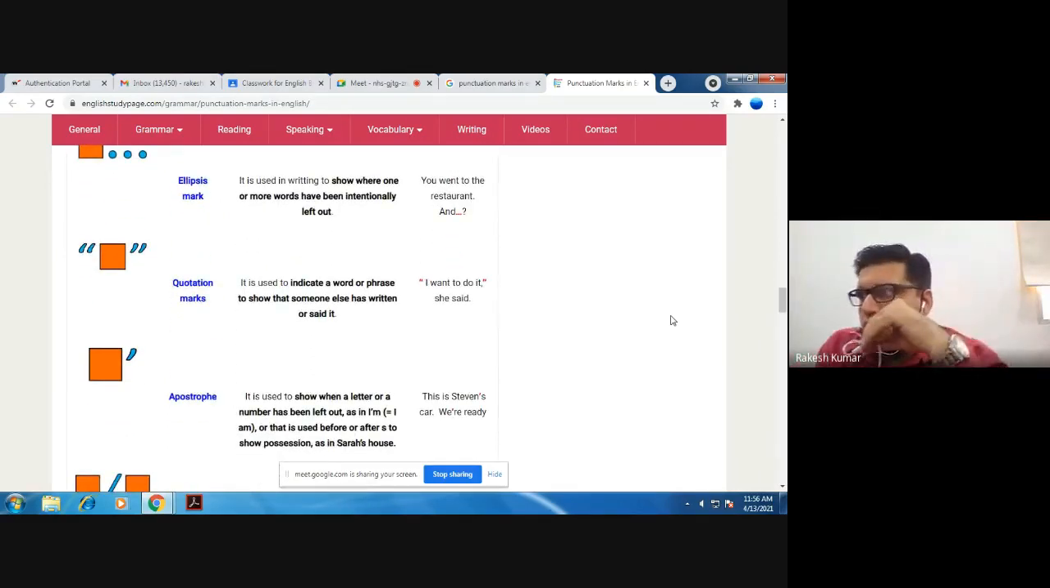Ellipsis mark, it is used in writing to show where one or more words have been intentionally left out. So you must have seen dot dot dot after something. If there are dots applied, it means these are left out intentionally. It's not like someone has forgotten to write something and applied those dots. It means that intentionally someone has put those dots, which are punctuation marks.